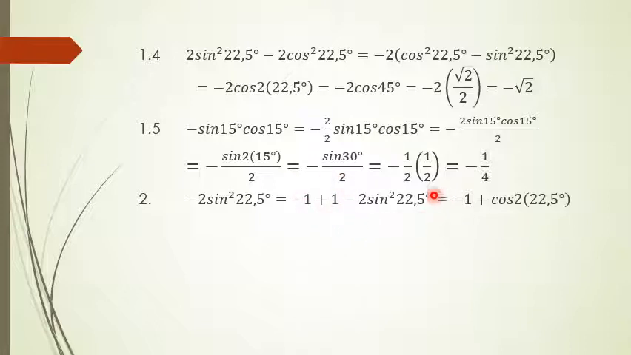Then we regroup. This becomes the right hand side of one of the double angle formulas for cosine. So keeping our minus 1, then substituting for that one, that is cos 2 times 22,5 degrees, and that gives us minus 1 plus cos 45 degrees, and cos 45 is the square root of 2 over 2. Putting that under one common denominator gives the required result, which is minus 2 plus the square root of 2 all over 2.